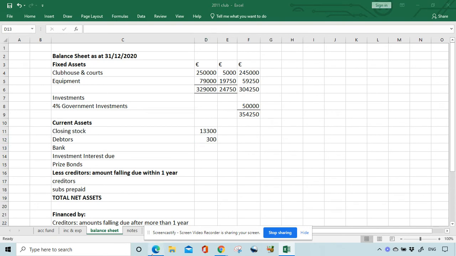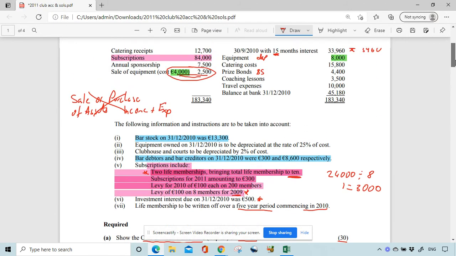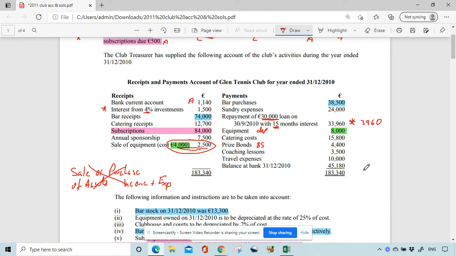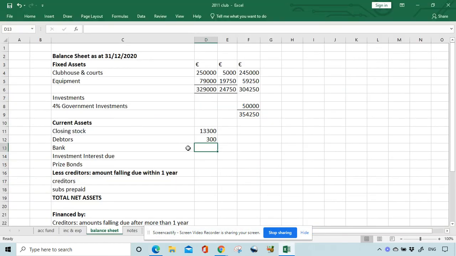Bank, so go back to the question. You're looking down the bottom of the receipts and payments. So here it is. It's on the credit side, which means it will be brought down on the debit side, which means it's a current asset. So 45,180.